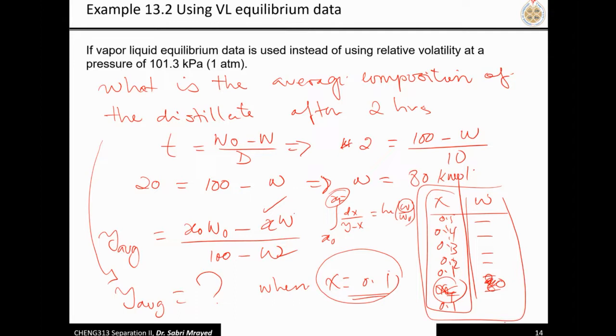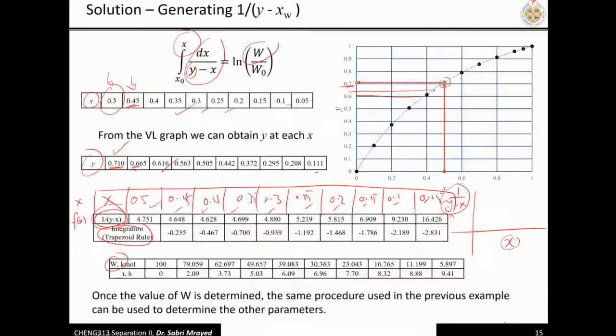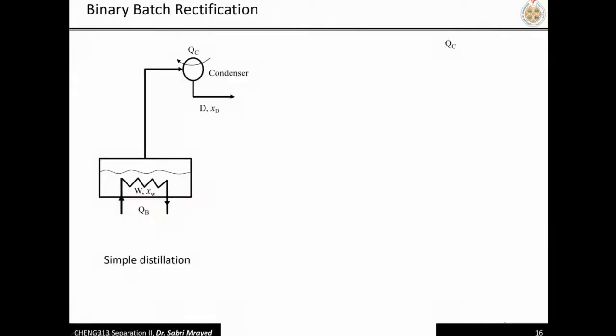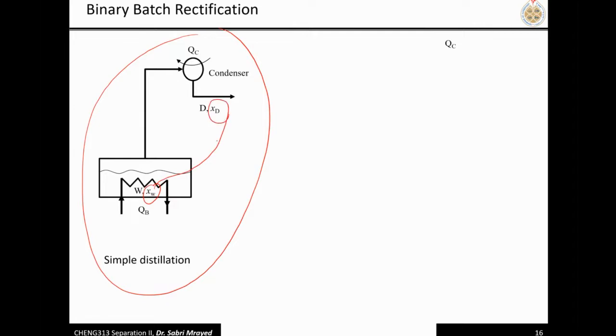So this is the simple one, and we will, inshallah, in the tutorial session, show you how to do it. And that's it. The next topic is also batch distillation, but as I explained before, the model that we want to discuss together now is when we have stages above the still pot. Now, this is what we had before. This is exactly what we have, and we said xW and xD at equilibrium.